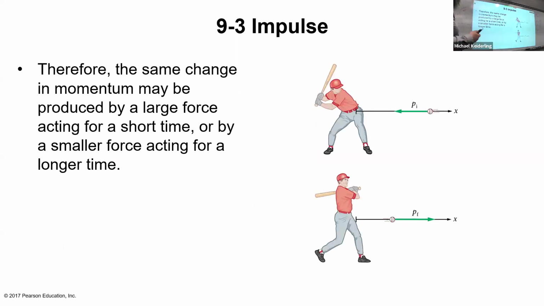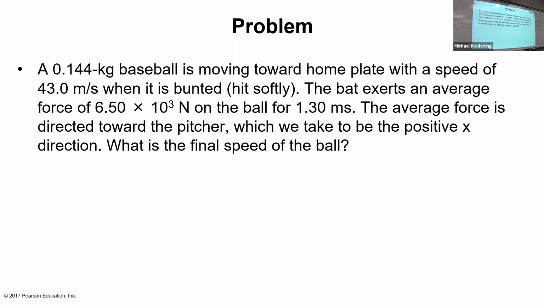So the same change in momentum can either be produced by a large force acting for a very short time, like hitting a ball with a bat, or a smaller force acting for a longer time, more like throwing a ball, because you're doing it over a much longer period of time than the actual point of impact with a bat.